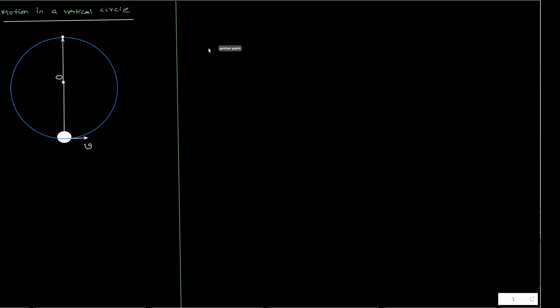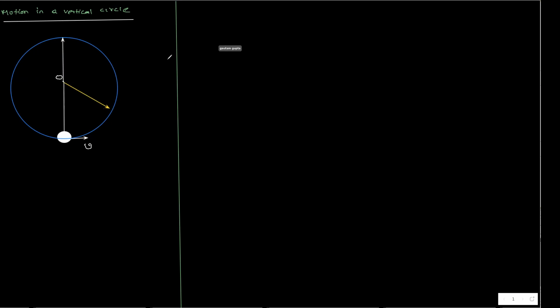So the questions will be like, what should be the minimum velocity so that it will complete the circle? Because it may not complete the circle also. It may happen that you give it a slightly lesser velocity, then it will stop here. So will it complete the circle or will it stop somewhere? Those things we have to analyze.